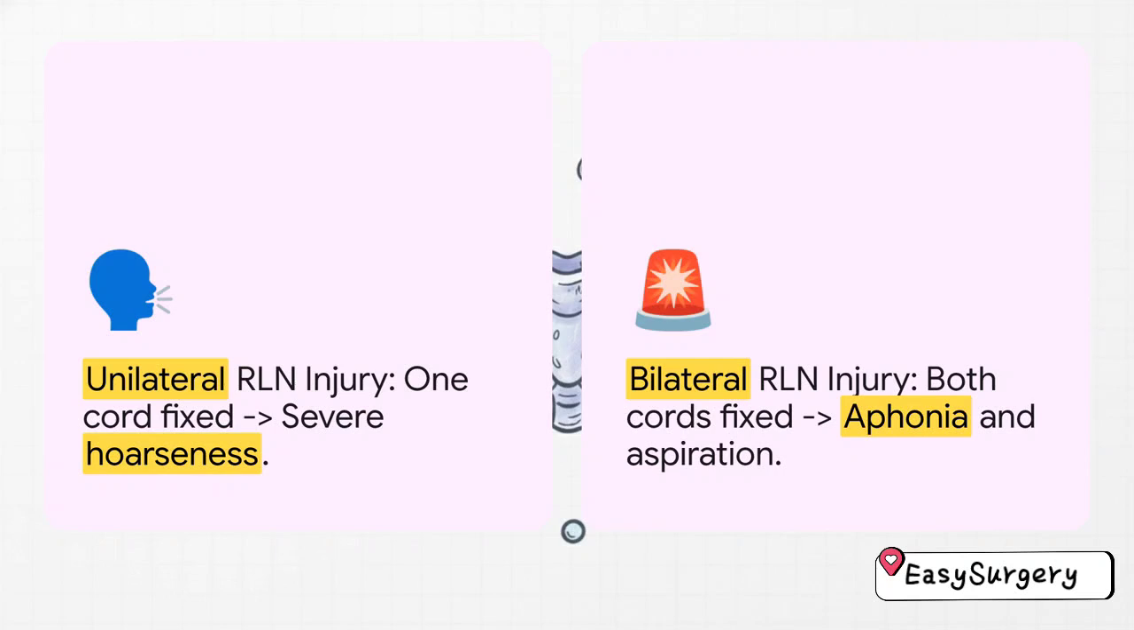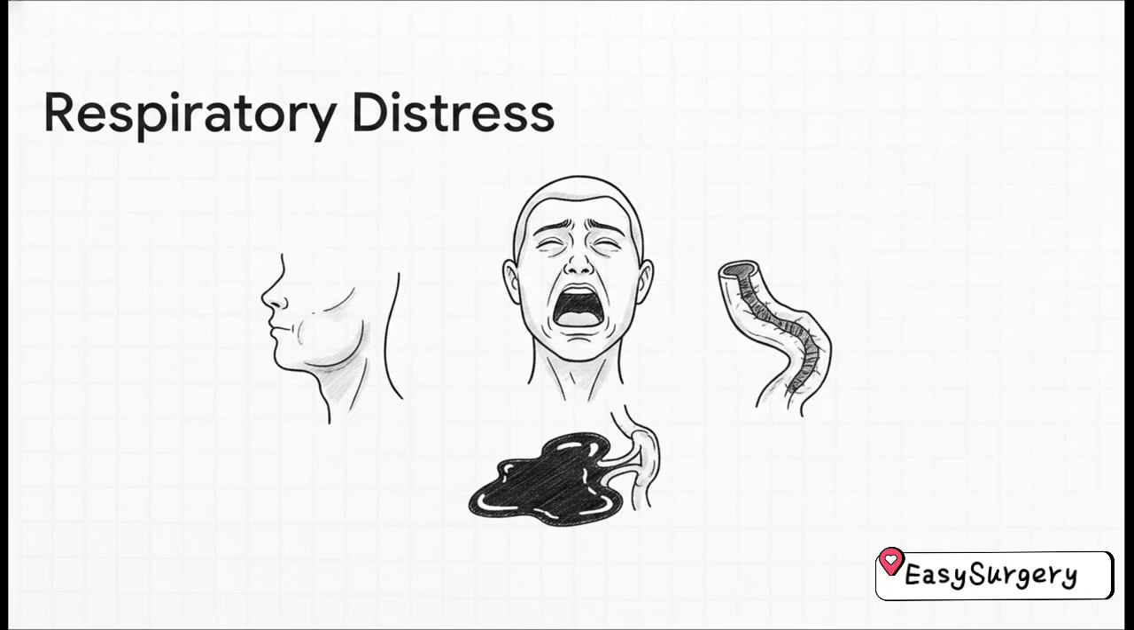But a bilateral injury? No, that is a massive, life-threatening airway emergency. Both cords are completely paralyzed, so the patient has aphonia, meaning they can't speak at all, and because the sensory supply to the airway is wiped out, they are at an immediate critical risk of aspirating fluid right into their lungs. If your patient struggles to breathe after returning to the ward, you gotta run through this exact checklist fast.